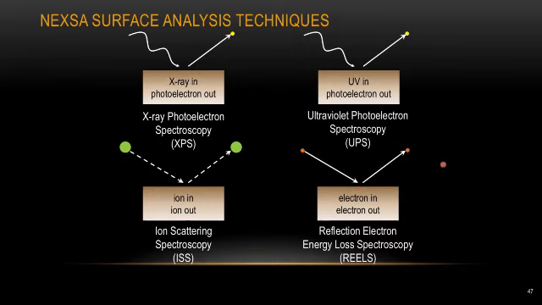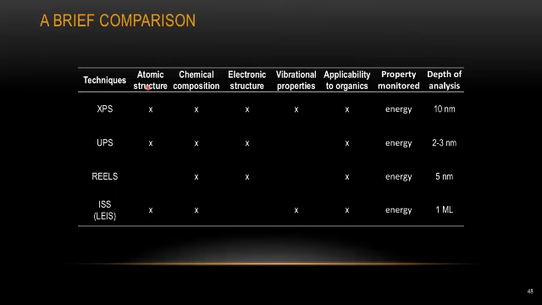And what can all these 4 techniques do? First of all, you can see that in all 4 different techniques, we are monitoring the energy. We are not monitoring any mass or anything. Everything we are monitoring for the particle is the energy. For XPS, the sampling depth is about 10 nanometers. UPS uses much lower energy, so it's usually between 2 to 3 nanometers. For REELS, it depends on the energy you're setting, so it usually varies between 0.9 nanometers and 5 nanometers.